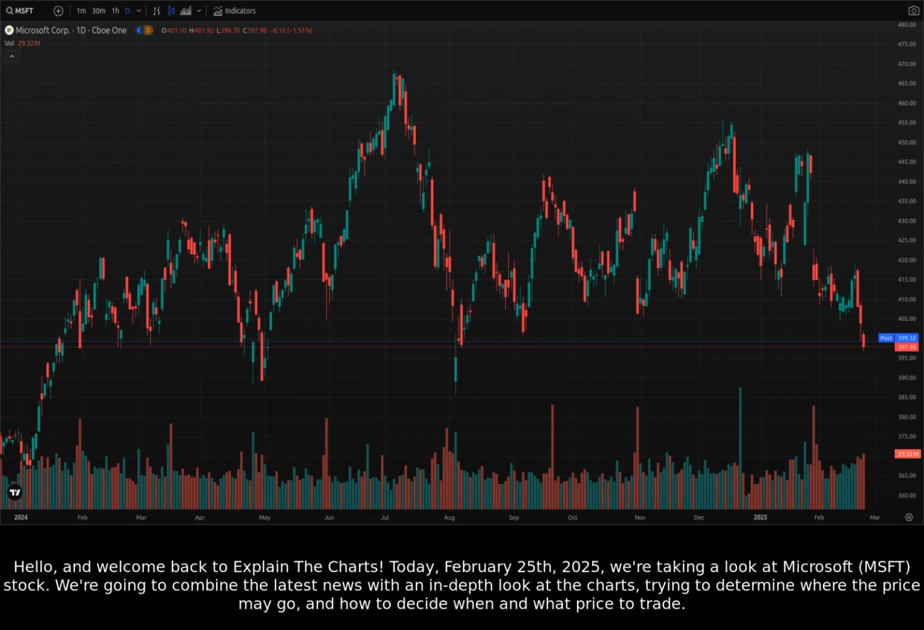Today, February 25th, 2025, we're taking a look at Microsoft, MSFT stock. We're going to combine the latest news with an in-depth look at the charts, trying to determine where the price may go and how to decide when and what price to trade.